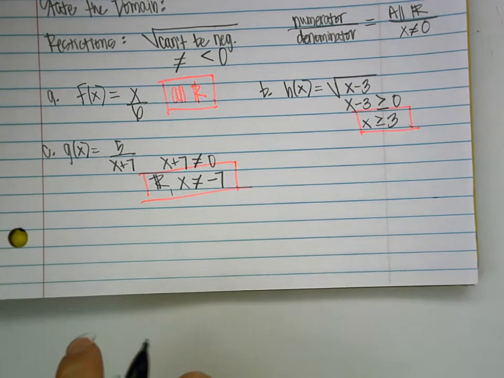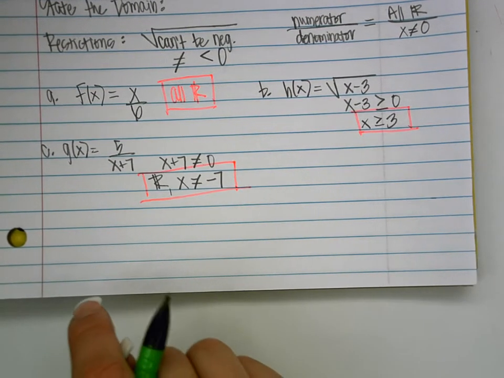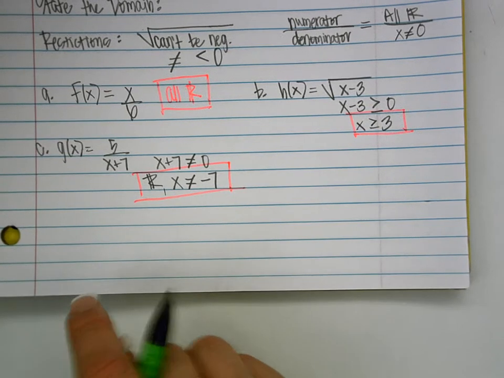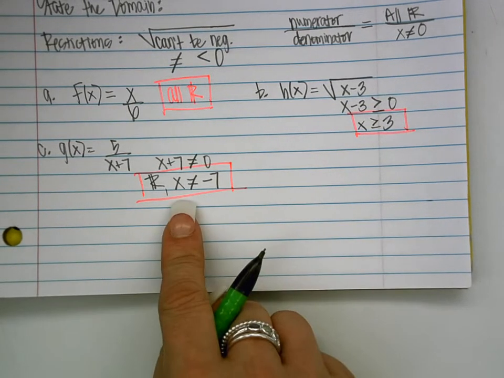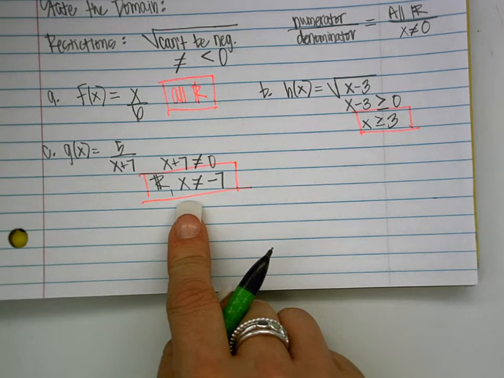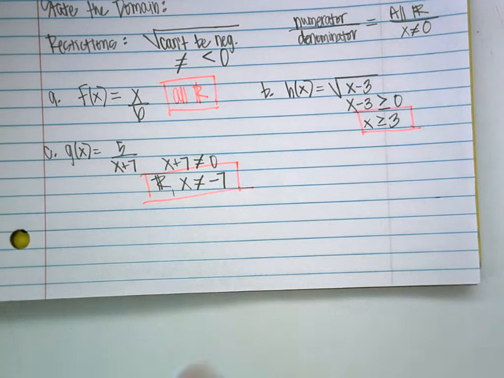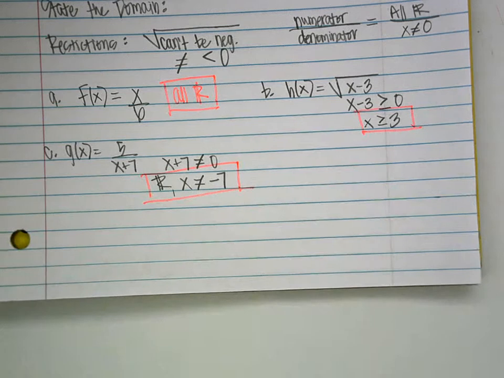Okay, a lot of what you're doing in this unit is going to be involving functions. So you're going to be adding things together, plugging in, finding domain. A lot of what this unit is dealing with is the restrictions, and knowing what x cannot equal if you have a radical.